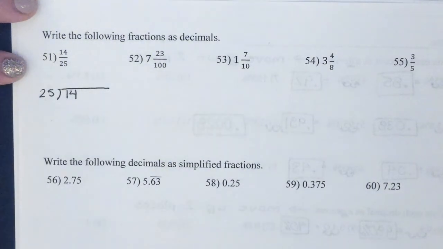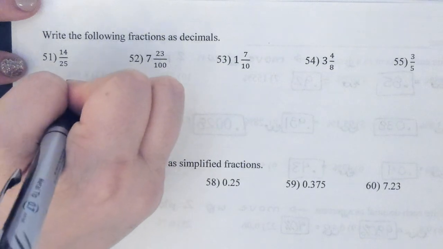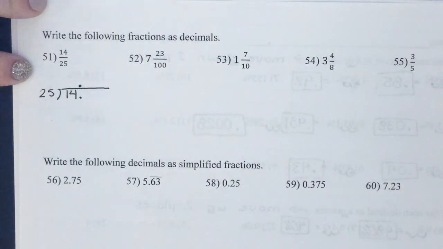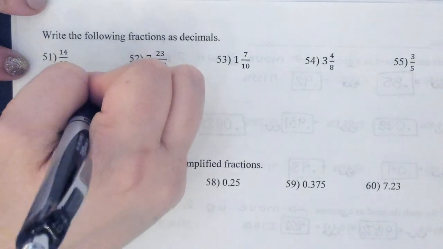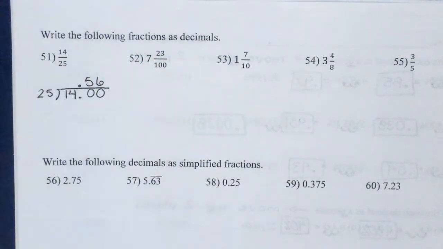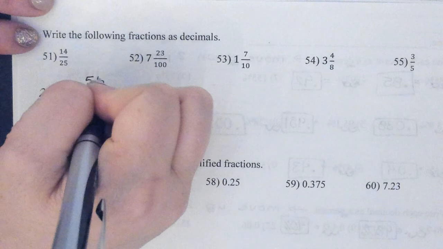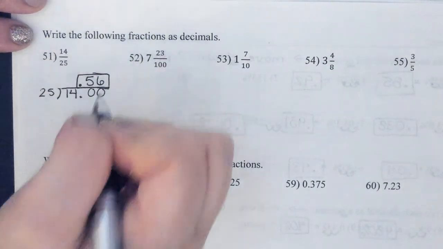Can 25 go into 14? No. So I'm going to put my decimal, raise it up. What do I get when I divide that, Peyton? 0.56. Okay, so 0.56. So I'm going to add 2 zeros there. All right, do I need to move the decimal? Nope. It said write it as a decimal, so we're done. That's it.